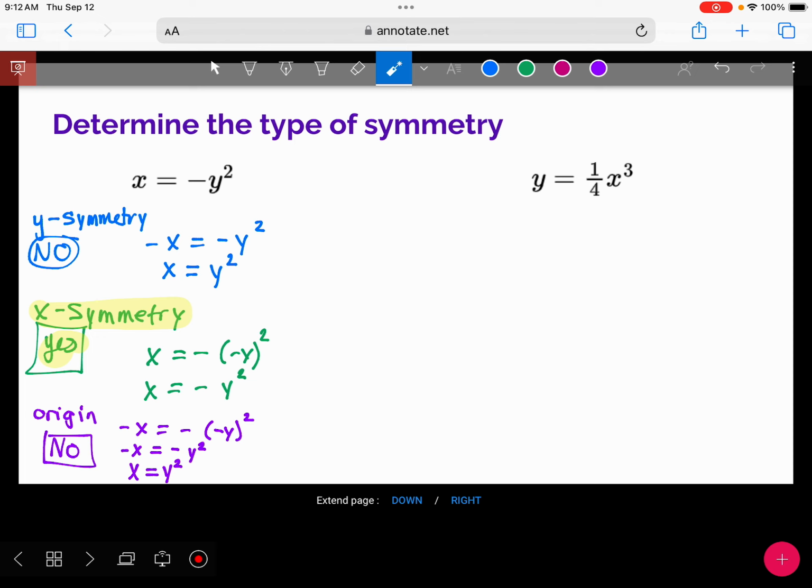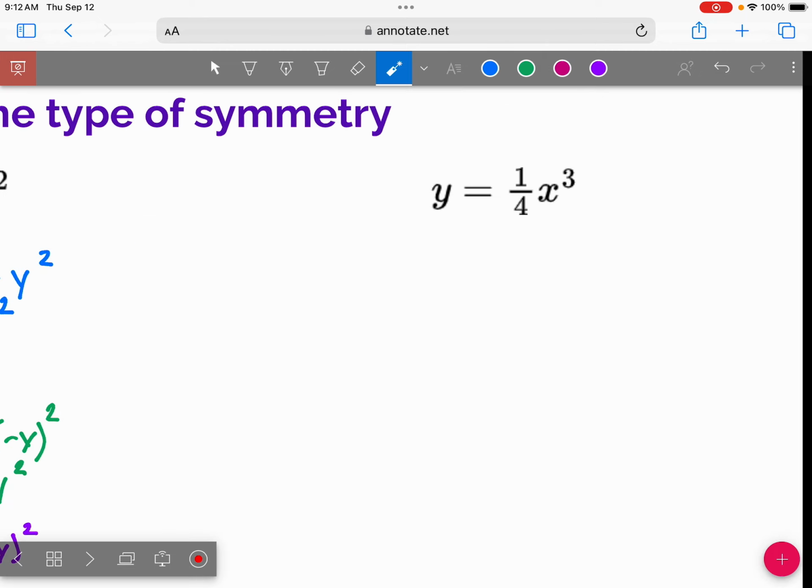Yes. If you're asked to find the type of symmetry, you have to test all three, because there are some functions that have more than one kind of symmetry. And we'll see that eventually. Today. All right, so let's look at this next one.